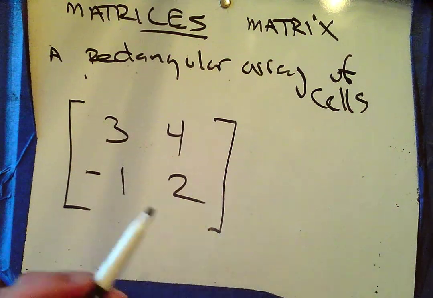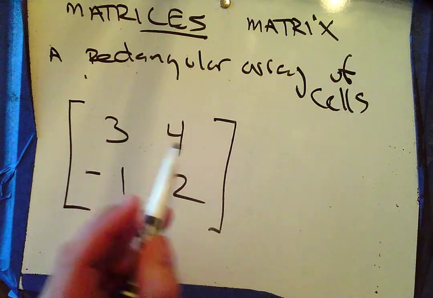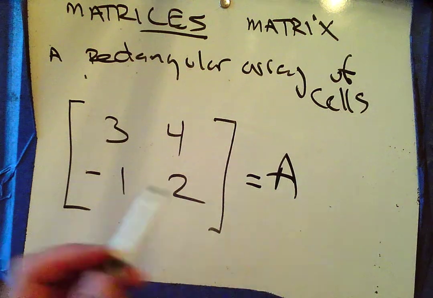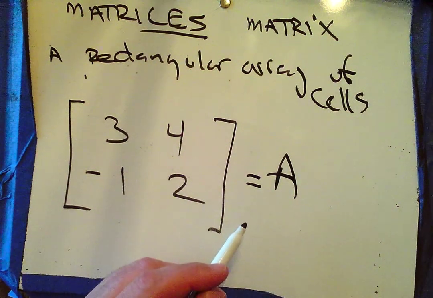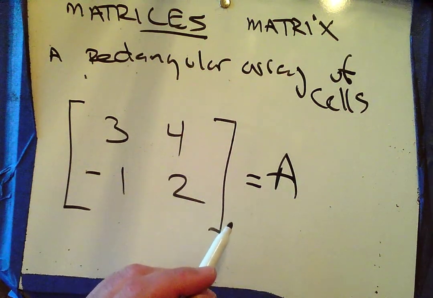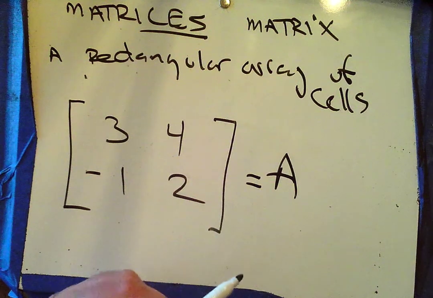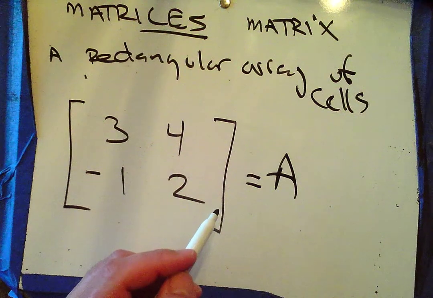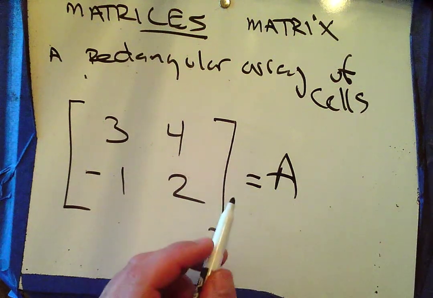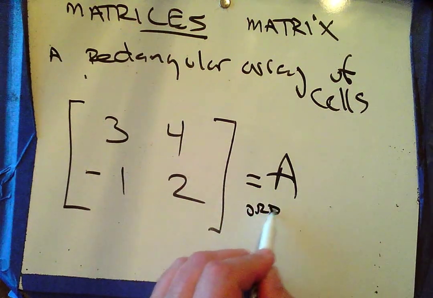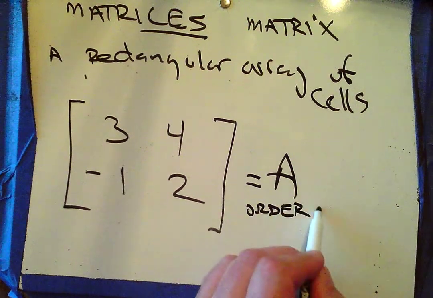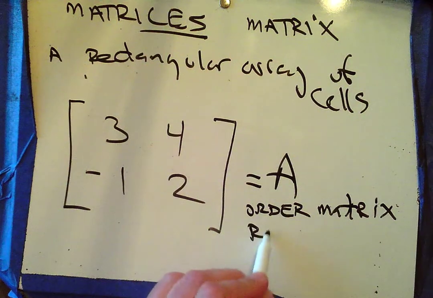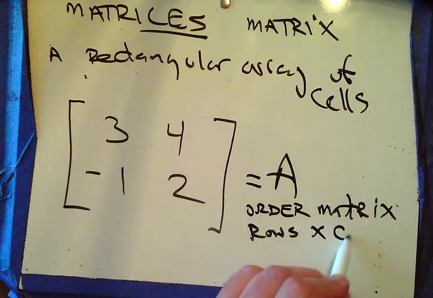Now, we can talk about matrices by giving them a name, which is always a capital letter. Here's matrix A. Let me introduce you. We can also use a quality to describe matrices. There's two qualities we're going to be focused on today. We're just going to talk about order. And the order of a matrix is its rows by columns.